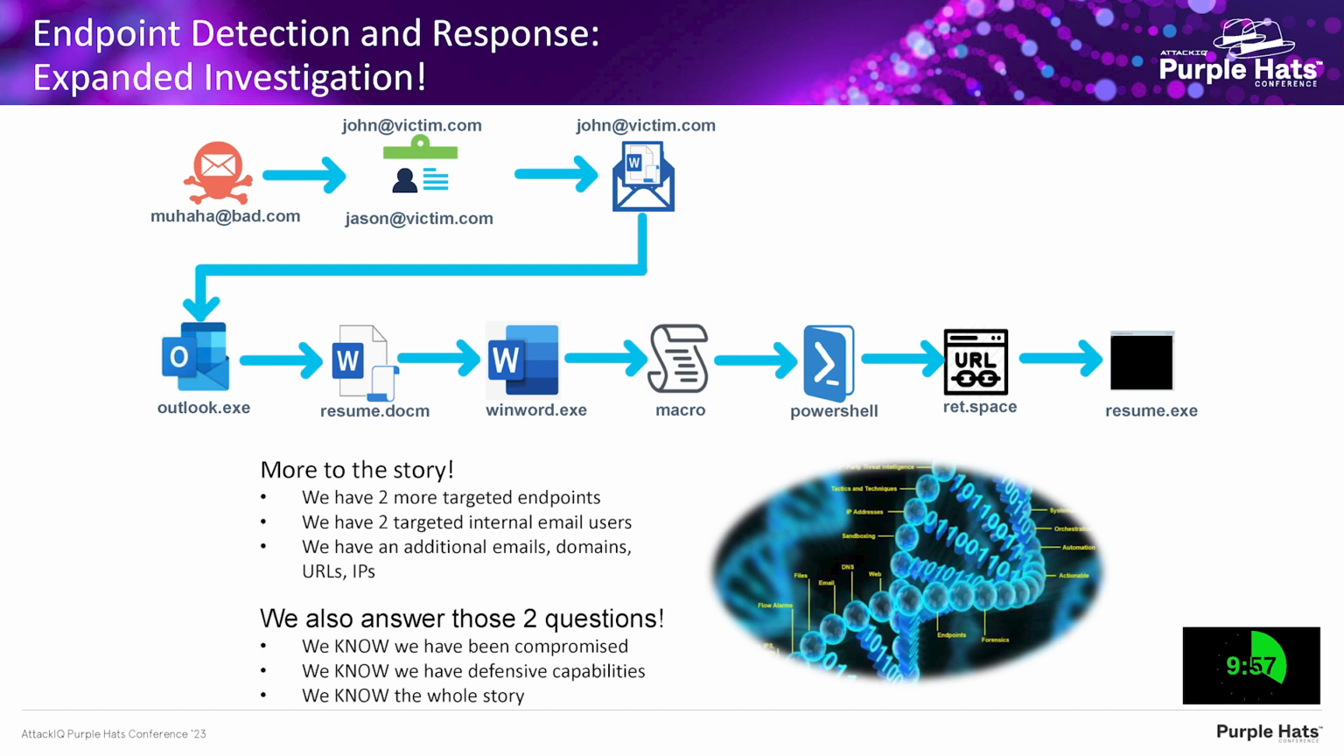We have two more targets or endpoints. We have two targeted internal email addresses. And now we have additional emails, domains, URLs, and IPs that we're going to have to investigate. Again, we can only show so much in the time allotted today. But we've also answered those two questions. Remember at the very beginning, I said whether or not we've been compromised. Well, we know we have. And we know a little bit even more beyond resume.exe.